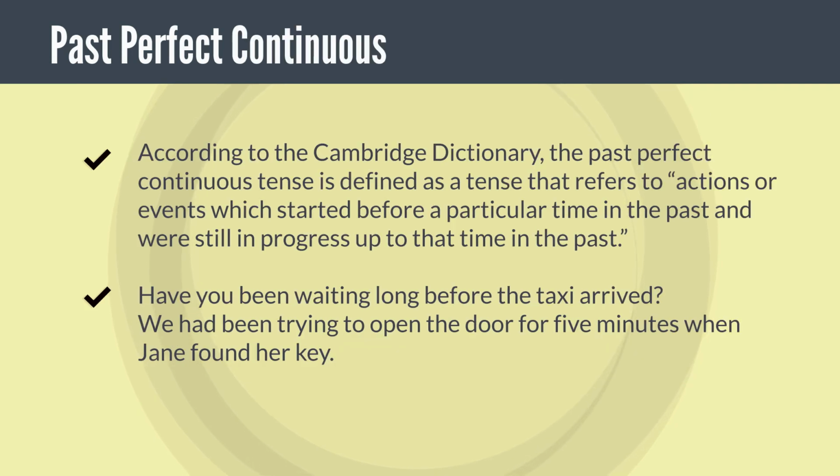Past perfect continuous. According to the Cambridge Dictionary, the past perfect continuous tense is defined as a tense that refers to actions or events which started before a particular time in the past and were still in progress up to that time in the past. Had you been waiting long before the taxi arrived? We had been trying to open the door for 5 minutes when Jane found her key.